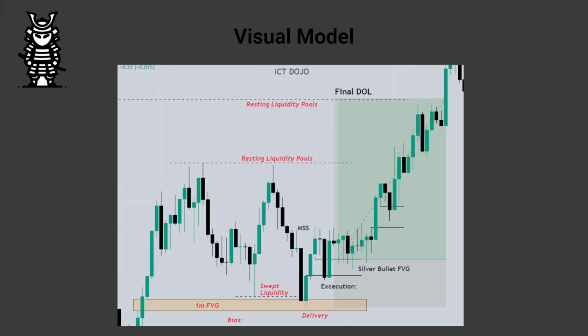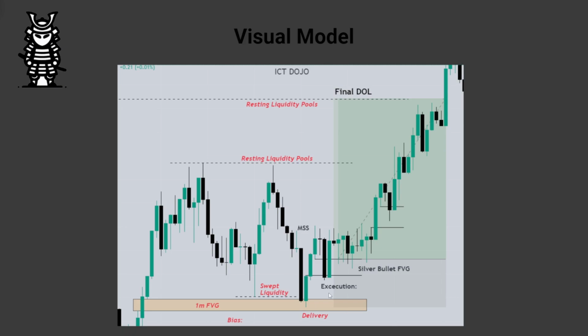Next, I'll be covering our visual model and how this actually looks on a chart. First of all, we have our bias, where we sweep liquidity, we trade into a 1 minute fair value gap, which is our delivery. So now that we swept sell side, all we have left is buy side. So looking at our resting liquidity pools up here, this leads up to our final target. Now this is our bias we have created.